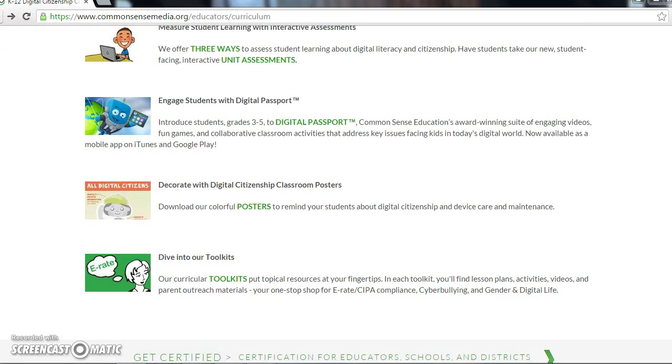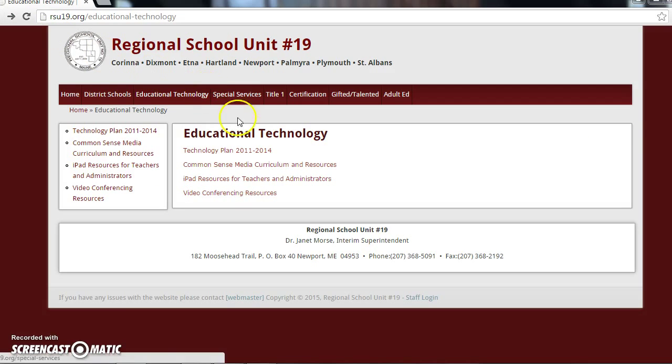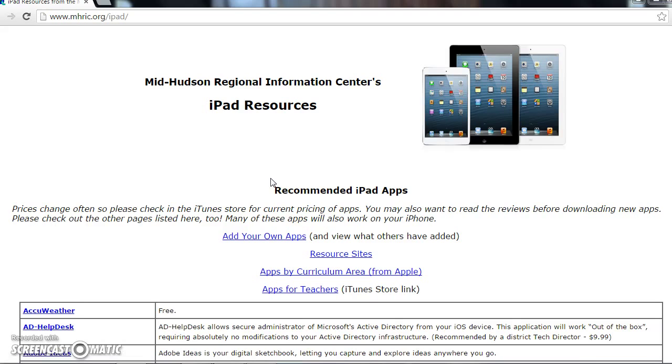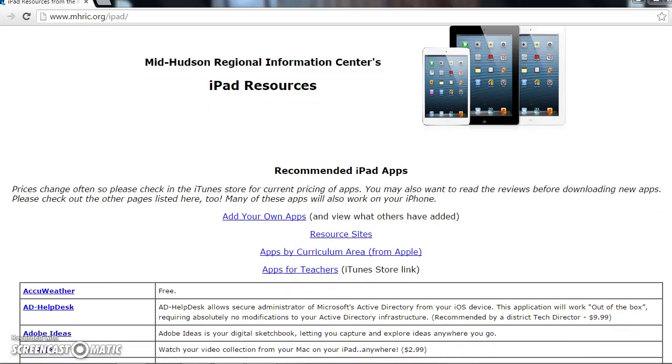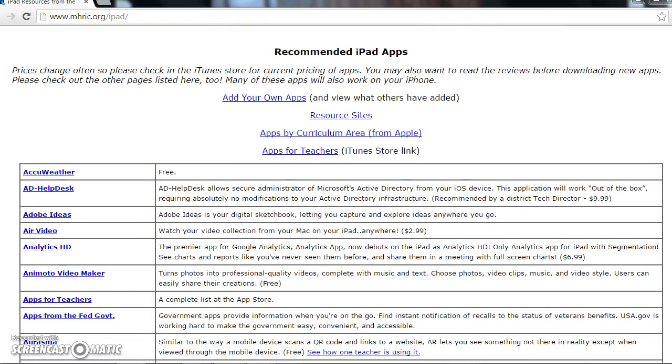If you look at the iPad resources. I was surprised to find this link because I don't know of any teachers that have iPads in our school. Some teachers might have a few in their classroom if they applied for grants and got those grants, or if they had them donated by private funds.